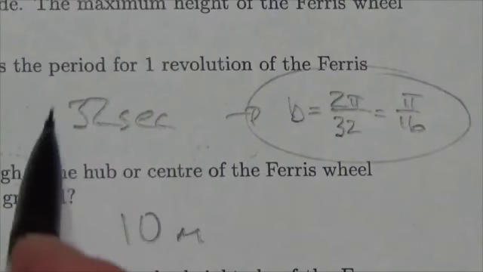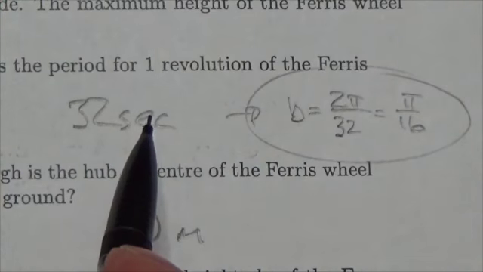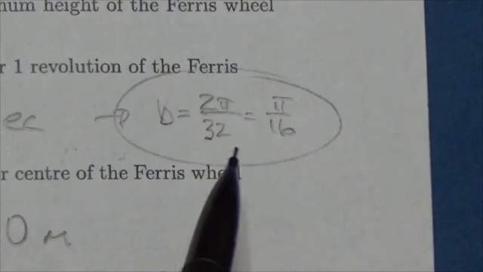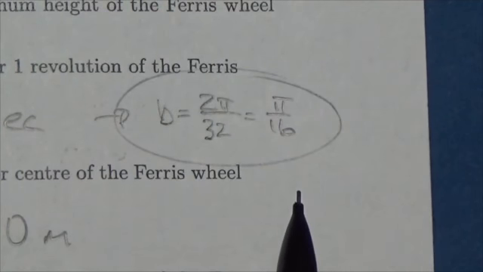In question A, we were asking for the period, but we also found the value of B, even though we didn't ask for it, because you can anticipate that in a problem like this.